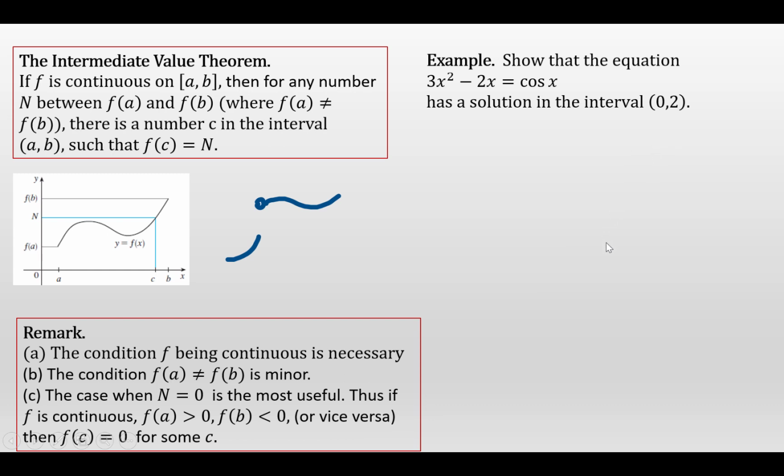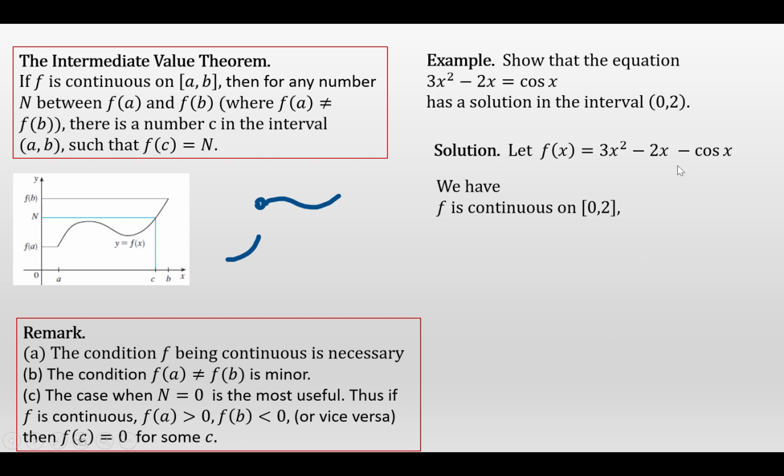First, we want to define the function f(x). To do that, we move cosine x to the left. In other words, we define f(x) to be 3x squared minus 2x minus cosine x. We just have to show f has a 0 within this interval. Okay, so we're going to check the conditions. First, f is continuous. Yes, it is continuous because we have a polynomial minus cosine. Both polynomial and cosine x are continuous functions.